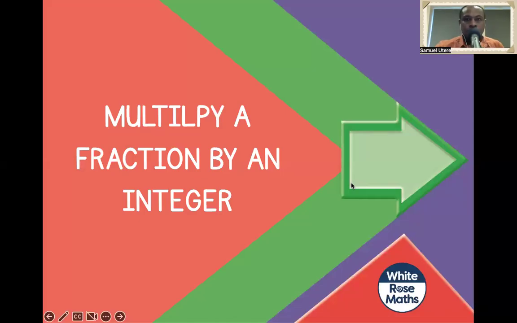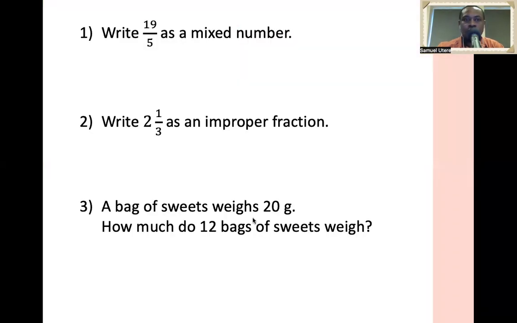Welcome to Block 3, Multiplying and Dividing Fractions, Lesson 2. In today's lesson, you will learn to multiply a fraction by an integer. In your previous lesson, you learned to represent multiplication as diagrams. Before we start, I would like you to pause the video and answer these retrieval practice questions in 2 minutes.